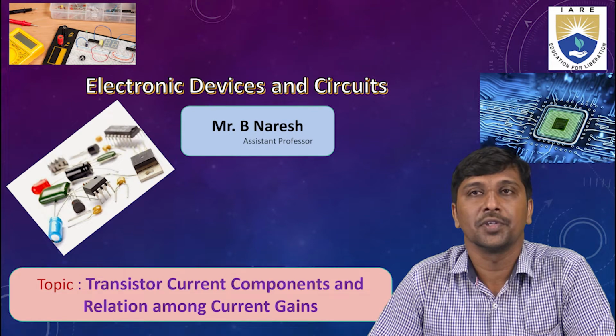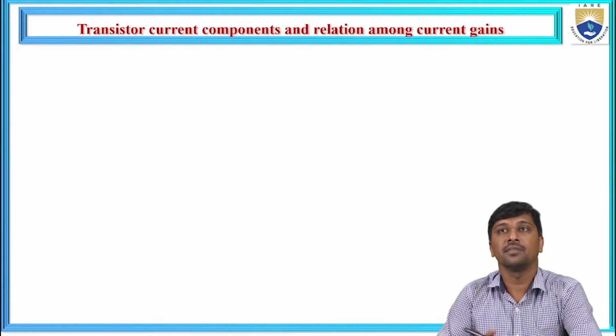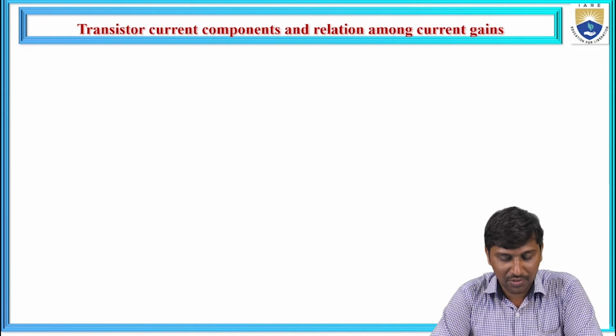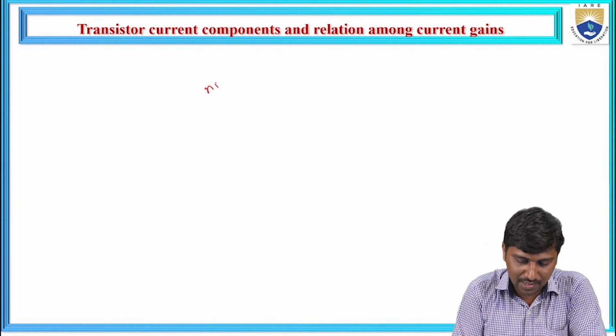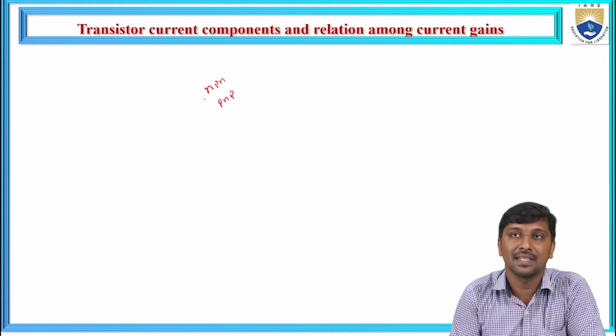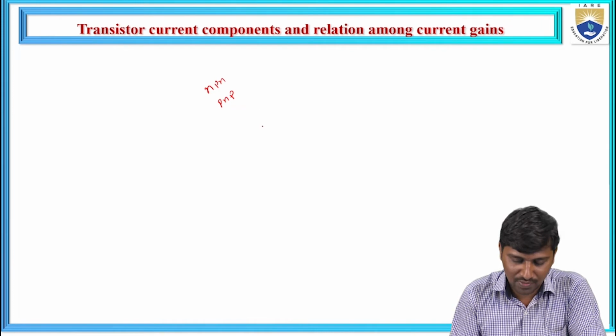So in this session, we are going to observe what the current components are and what the relationship is between those current components. Before going to this session, we have two types of transistors: one is the NPN transistor, another one is the PNP transistor. Based on that, we have three modes of configurations.